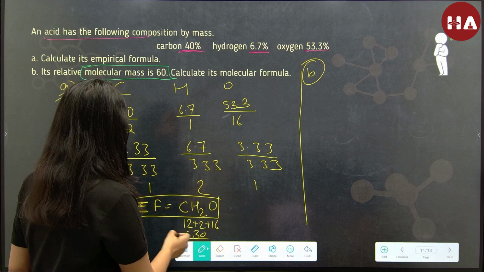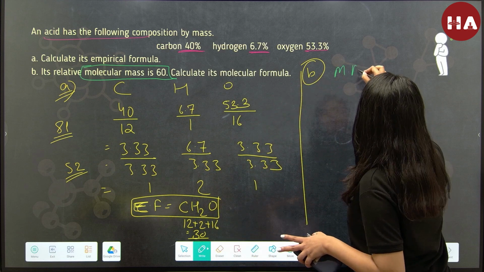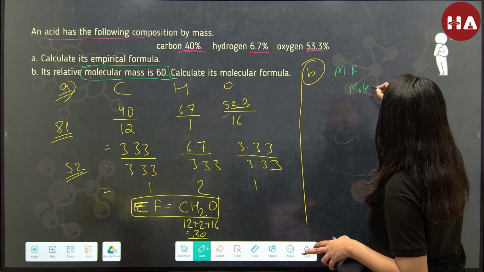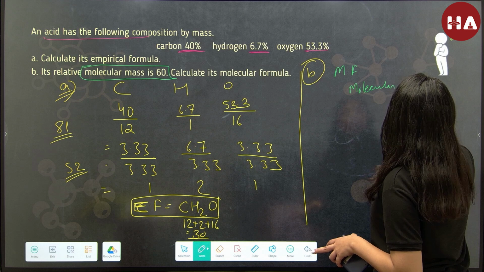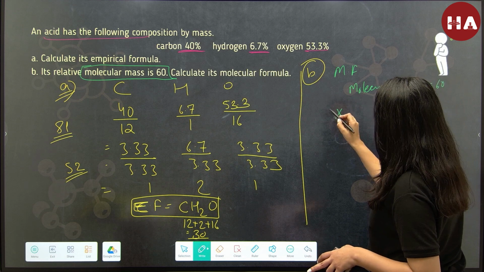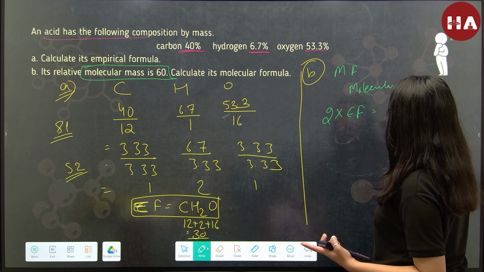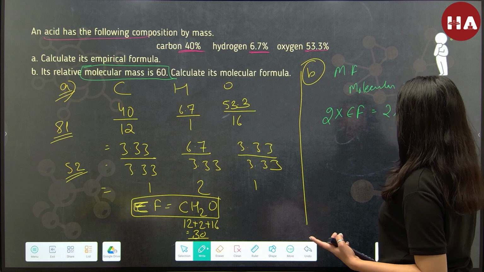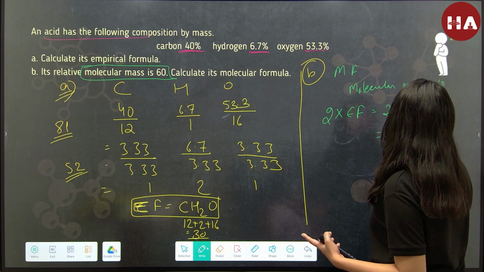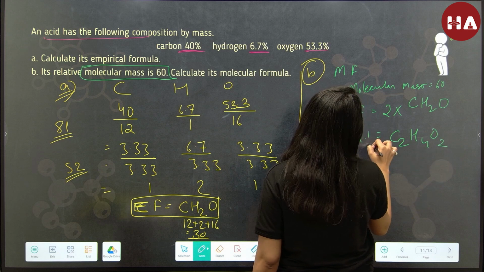So I can say that if I simply want to find out the molecular formula, the molecular mass is given to you, which is 60. So I just multiply 2 with the empirical formula, that will give you 2 times CH2O, which will give you C2H4O2. So this is going to be your molecular formula.